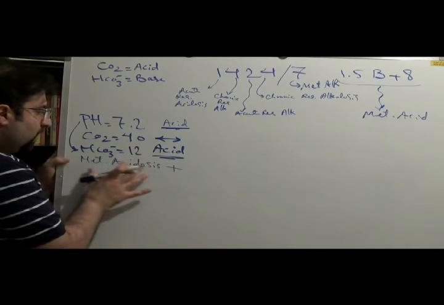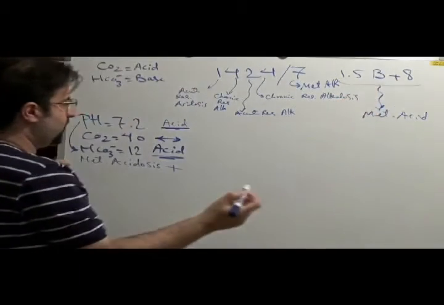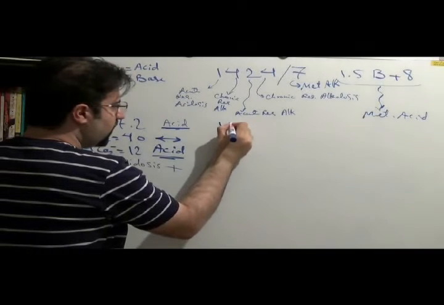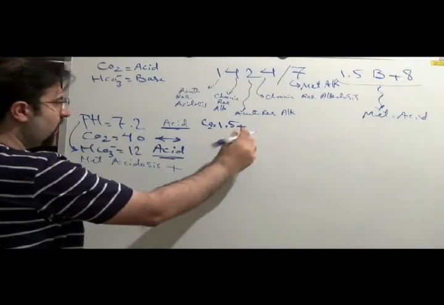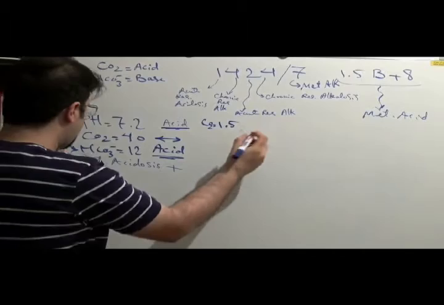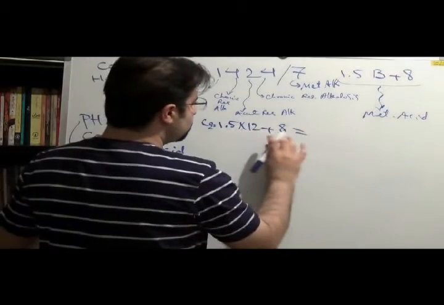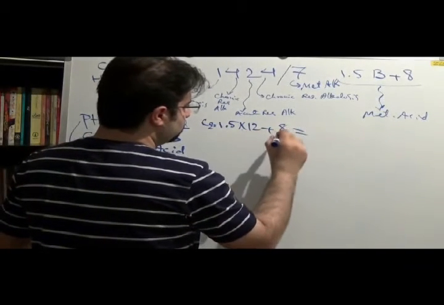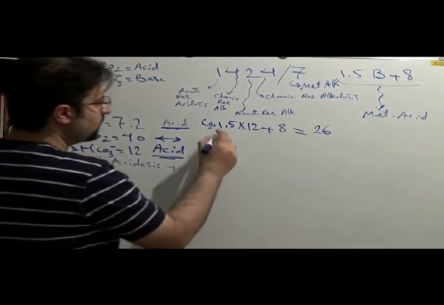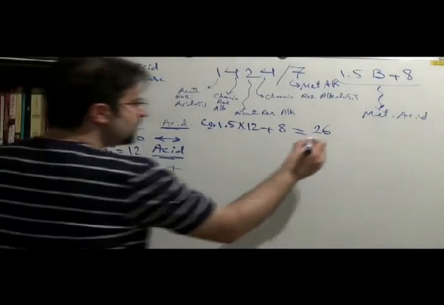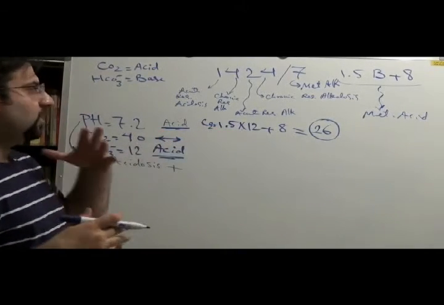So in metabolic acidosis, our formula was this one, 1.5 bicarbonate plus 8. This is CO2, which is equal to 1.5 times bicarbonate, which was 12, plus 8. So it is equal to 26. It's 12, 8, 18, and 8, 26. So this is the number for CO2 that we expect the body to make for full compensation.